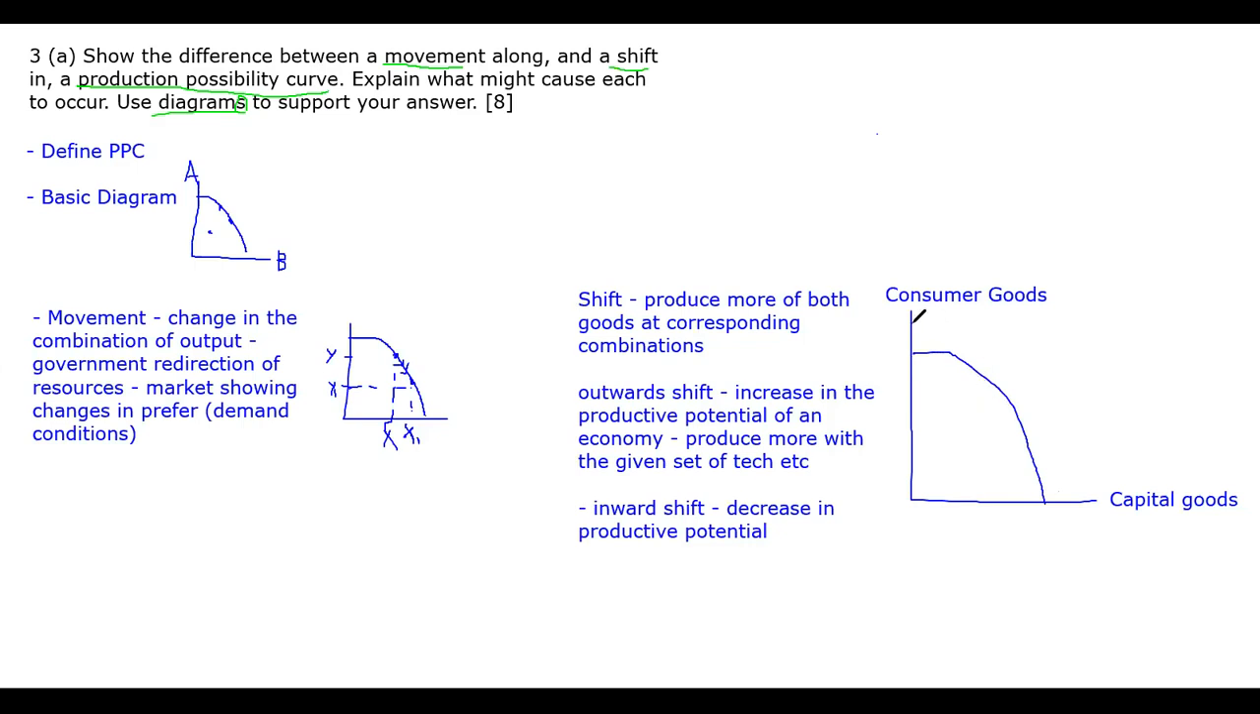In case you're feeling lazy and don't want to draw too many diagrams, you can combine that. However, I'll just show an outward shift. And if you just take 2 points, to show how at the corresponding point you can have more production potentially of consumer and capital goods at, let's say, point A1 rather than point A.